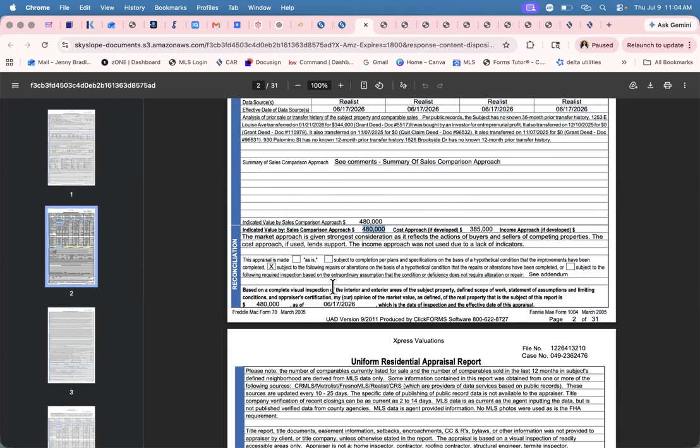Based on a complete visual inspection of the interior and exterior areas of the subject property, defined scope of work, statement of assumptions and limiting conditions, and appraiser certification, our opinion of the market value as defined of the real property that is the subject of this report is 480. Okay. So, a lot of agents worry that if the house doesn't appraise, which yes, it's worrying. Trust me, worry. But sometimes it really can benefit your buyers. I mean, they bought the house for $10,000 cheaper and they still got their concessions.